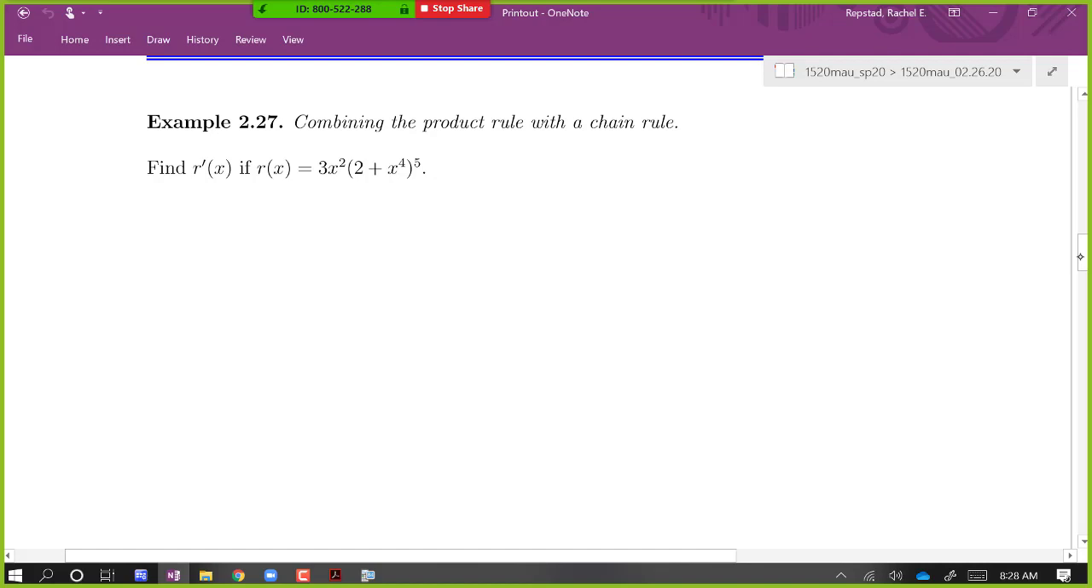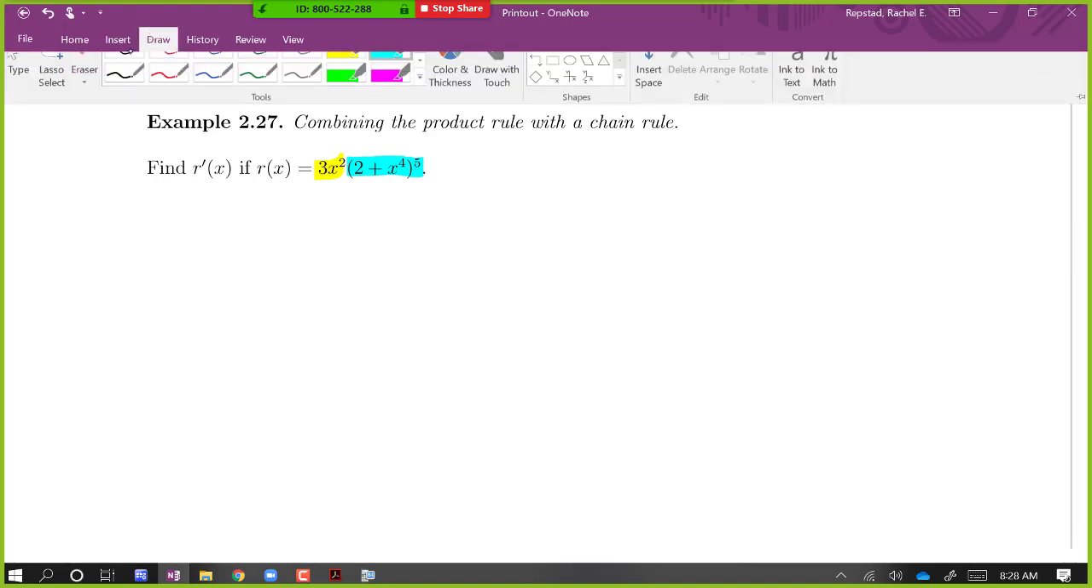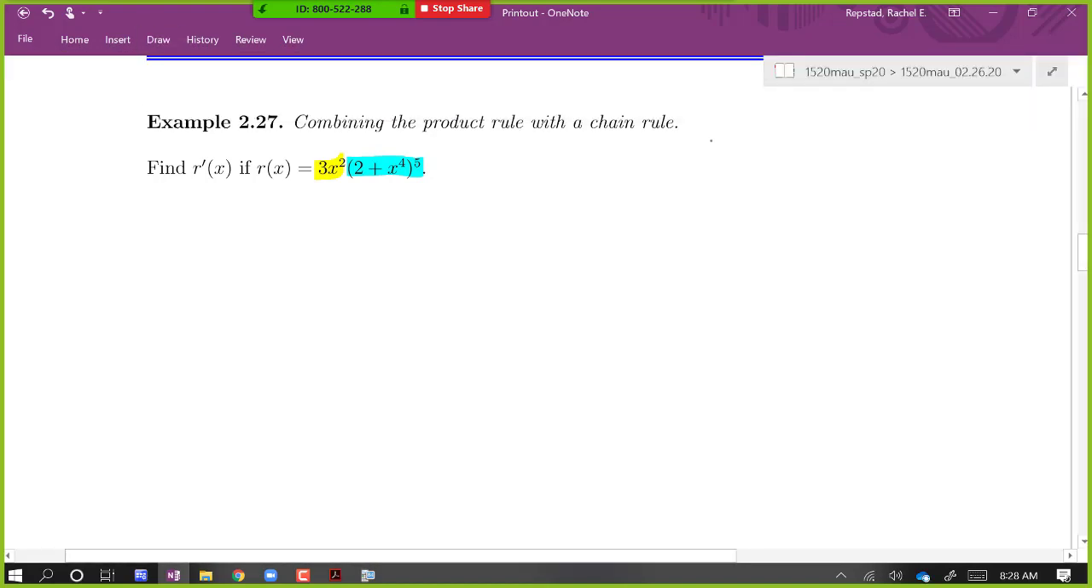So the first step in using the product rule is recognizing that we need to use the product rule. So I have 3x squared times 2 plus x to the 4th all to the 5th. Here's my f function and here's my g function. They both have x's, so I have to make sure I use the product rule. My f function, 3x squared. What is f prime? 6x. Our g function is 2 plus x to the 4th all to the 5th power.